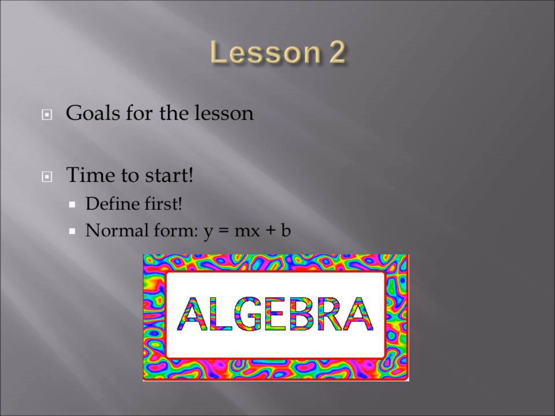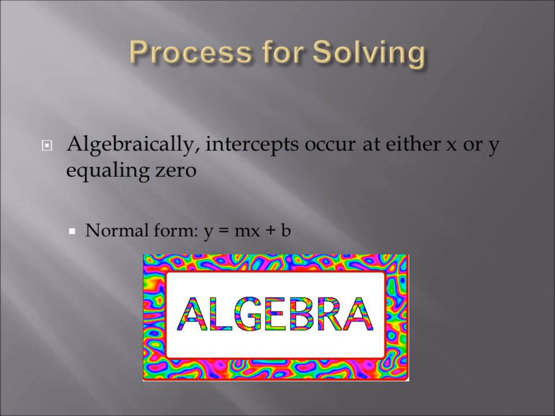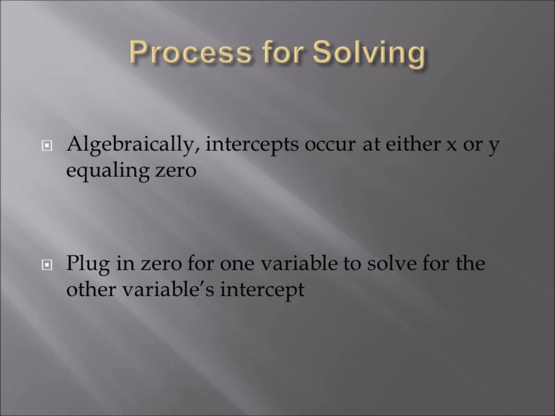Now, the normal form that we normally work with, and most of the time will be easier for us, is when it's in the form y equals mx plus b. This is slope-intercept form. Now, the process for solving these equations starts out with the definition I just said. Algebraically, we solve when we know that the intercepts occur when at one variable the other equals 0. So at x-intercept y equals 0 and at y-intercept x equals 0. So all we need to do is plug in 0 for one variable to solve for the other variable's intercept.